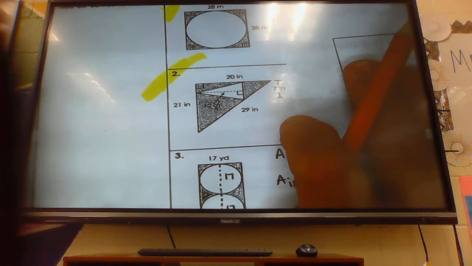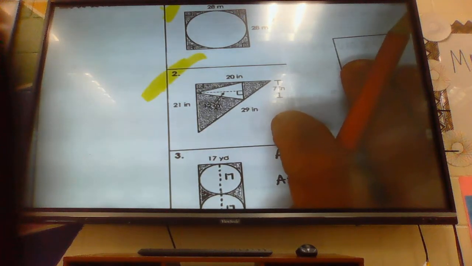Okay, you're drawing two triangles. Okay, we're going to find the area of the shaded part. So right off the bat, Hannah, what are we gonna find area of? We're gonna find two areas. What is it gonna be?